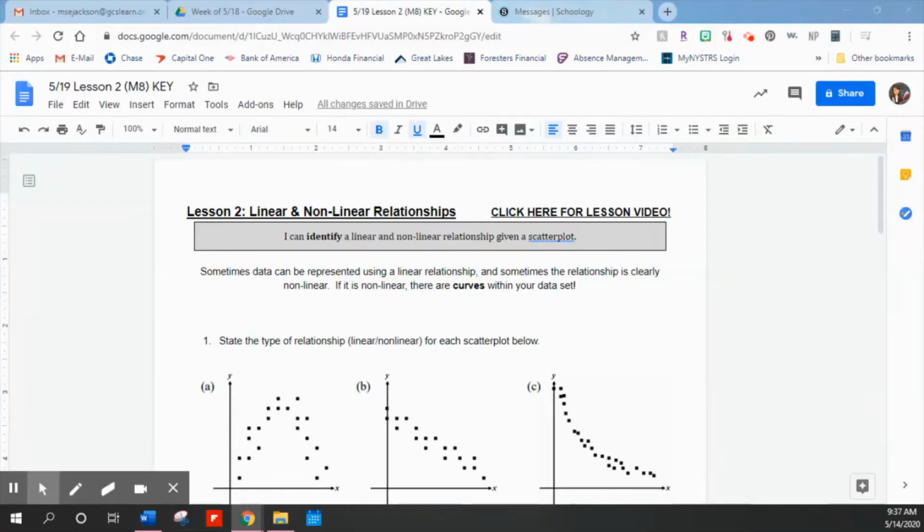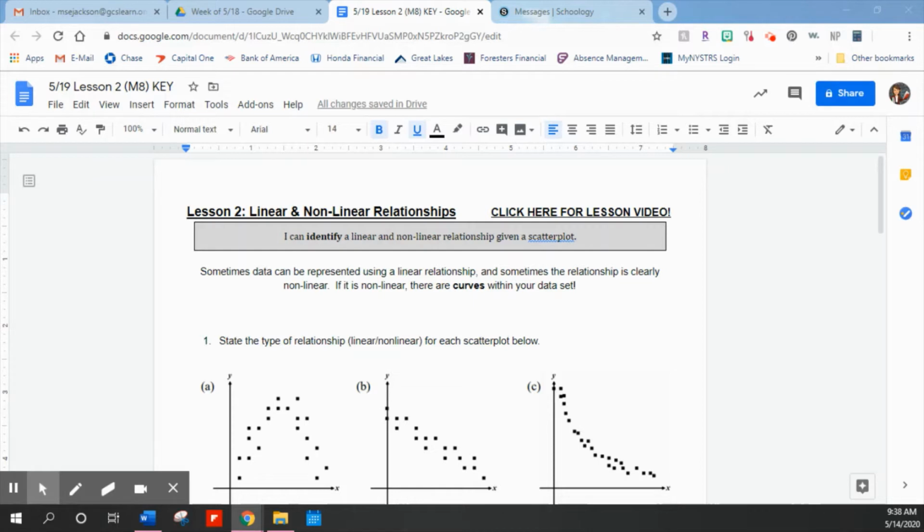We are working with linear and non-linear relationships with scatter plots. So the data points on a scatter plot can kind of mimic a line or they can mimic something else with curves. So today we're just going to be deciphering between the two. Lesson 2, linear and non-linear relationships. Your learning target for today is: I can identify a linear and non-linear relationship given a scatter plot.